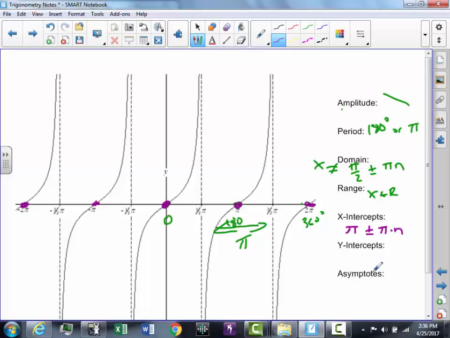Okay, what about your y-intercept? Just the one at 0. Yeah. And then I should point out here, your asymptotes are really the same thing as your domain. Your asymptotes are all the problem spots, right? All the spots where you had the dotted lines on. That's what a tan graph looks like.